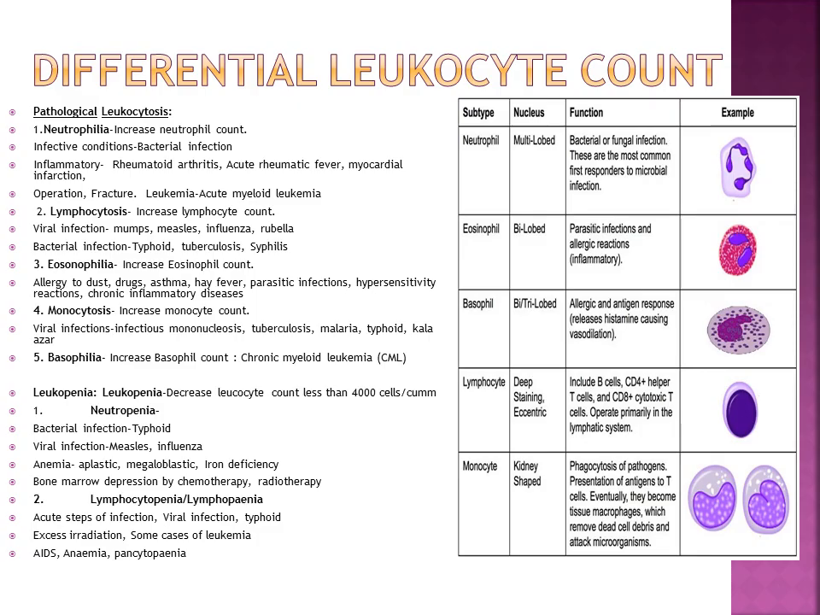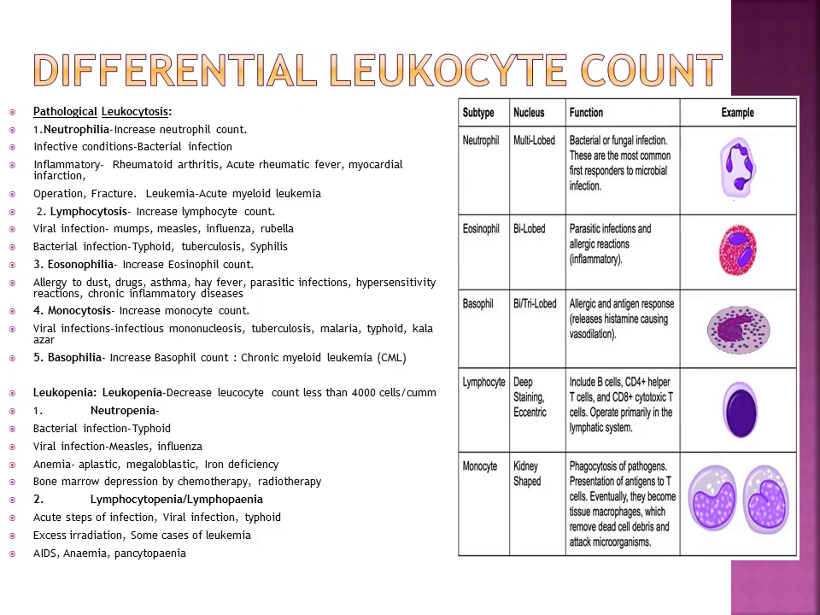Then lymphocytosis, it is increased lymphocyte count. It is mainly seen in viral infection like mumps, measles, influenza, rubella, and some bacterial infection like typhoid, tuberculosis, syphilis. Eosinophilia, it is increased eosinophil count, and it is due to allergy to dust, drugs, or asthma, hay fever or parasitic infection. Monocytosis, it is increased monocyte count. It is usually seen in viral infection like infectious mononucleosis, then malaria, typhoid, kala azar. Basophilia, it is increased basophil count. It is seen in chronic myeloid leukemia.